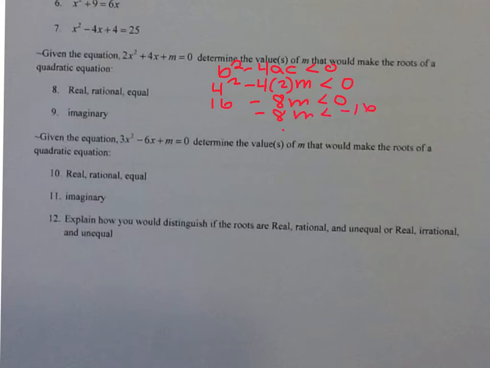Divide by negative 8. Now remember, be careful, when you have an inequality, this is an inequality because it's the less than symbol, and you divide by a negative number, I'm dividing by -8, it flips the sign. So I have m is greater than 2. So any number greater than 2 will make my roots imaginary. Okay, so let's take a look at the next one.